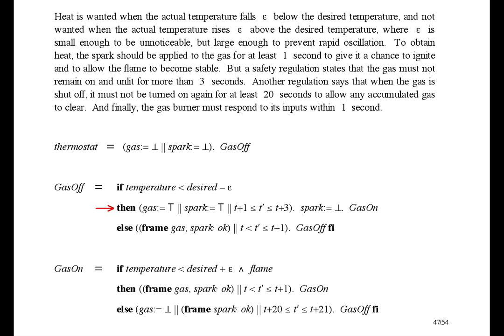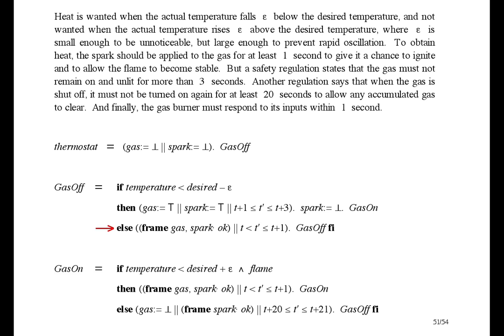Then we turn the sparks off, and we check if heat is still wanted, and there's a flame. If so, then we should leave the gas and spark as they are. That means leaving the gas on and the spark off. And we should leave them that way for up to 1 second, but no more, before we check again. Back up here, if the room was warm enough, then we leave the gas and spark off, and we check again within 1 second.